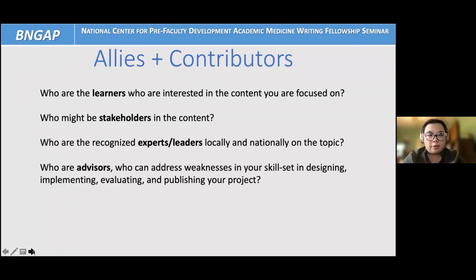So I'm going to start off with this first half to talk about allies and contributors. And this is really focused within your institution and more locally. So the things you want to think about when you're talking about an educational project, and this was touched upon when some of you presented your ESR earlier, is first, who are the learners who are interested in the content you're focused on? Second, who might be stakeholders in the content? Third, who are recognized experts and leaders locally and nationally on the topic? And fourth, who are advisors who can address weaknesses in your skill set in designing, implementing, evaluating, and publishing your project?